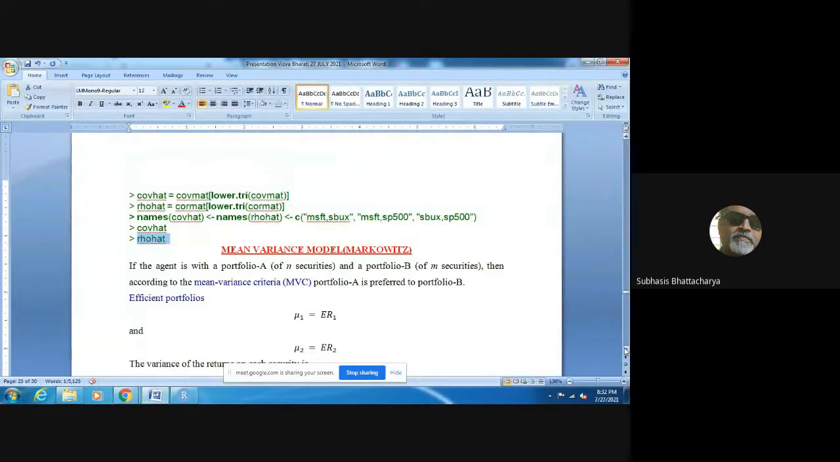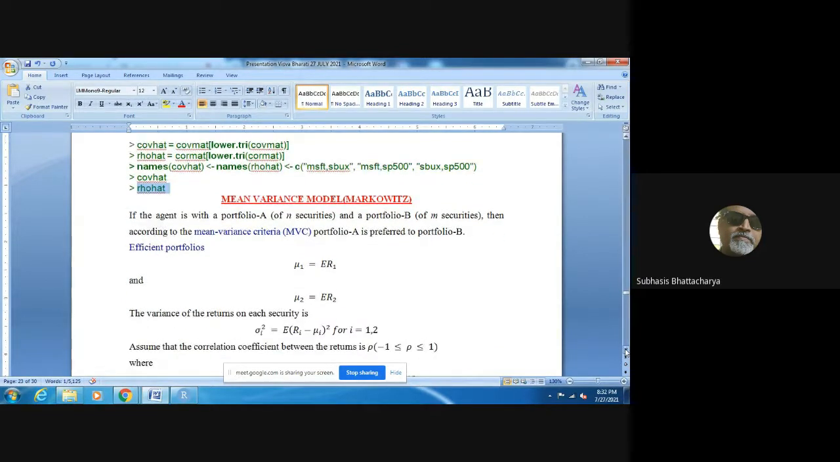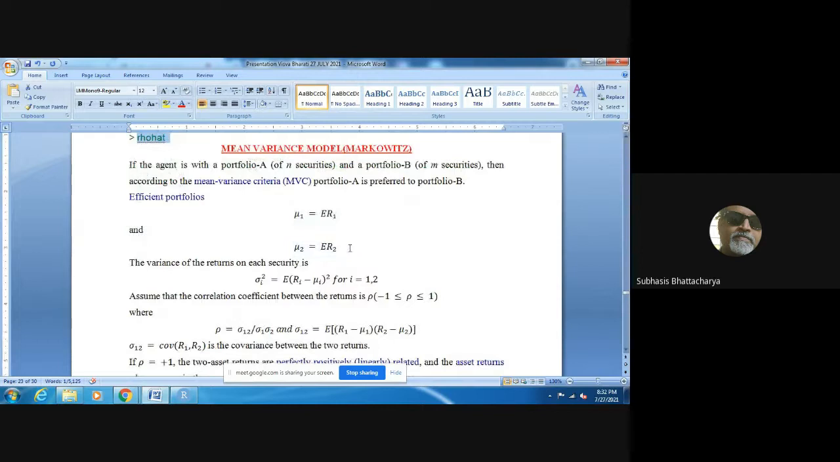So that means for a risk averse individual, the portfolio of which assets is chosen? Because if I consider two assets, mu1 and mu2 are the expected returns of the two assets. Suppose mu1 is greater than mu2, but sigma 1 is greater than sigma 2. So for a risk averse individual, which one is the efficient portfolio? That is the most interesting thing.